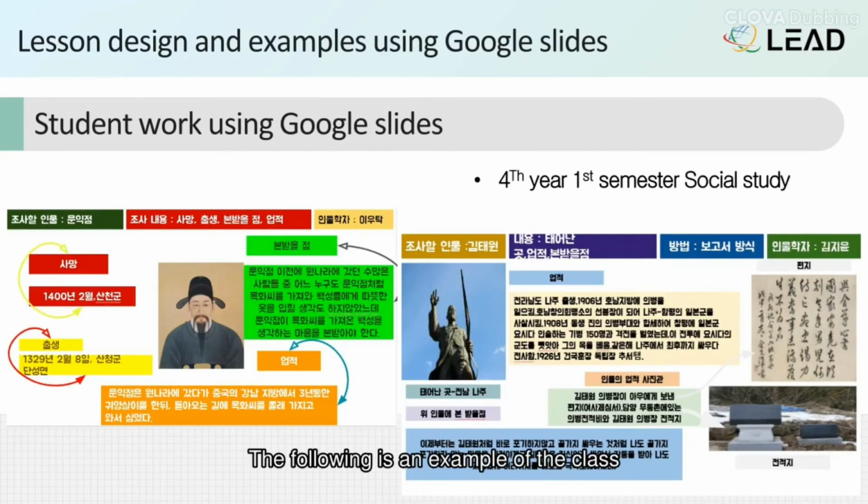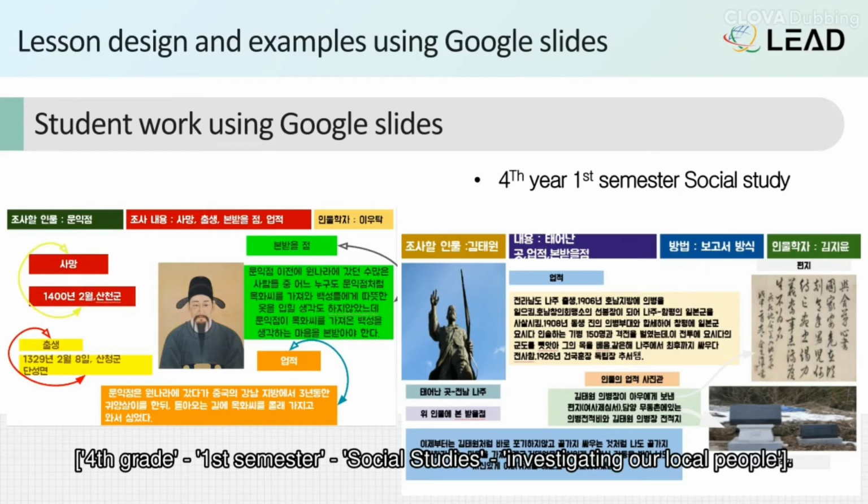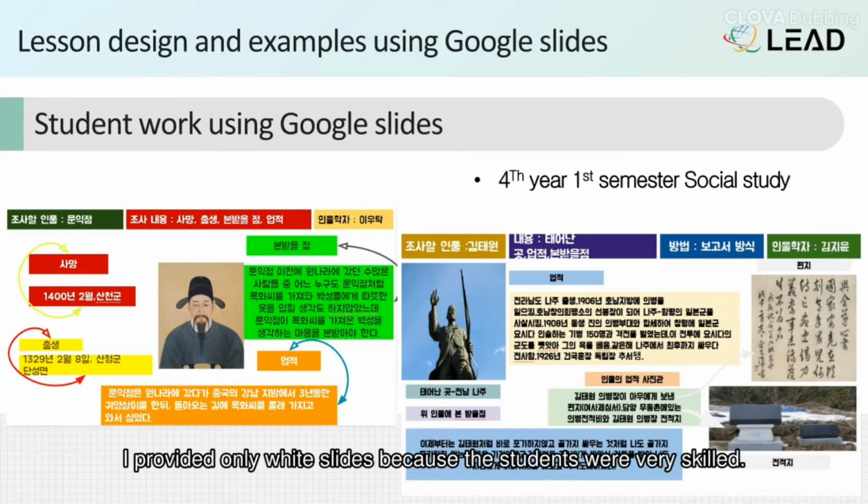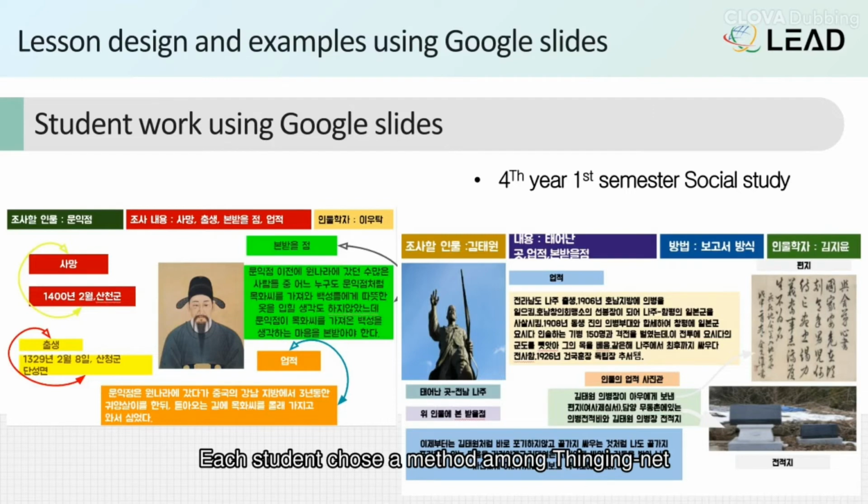The following is an example of the class 4th grade first semester Social Studies investigating our local people. I provided only white slides because the students were very skilled. Each student chose a method among Thinking Net, report, and newspaper to make presentation materials.